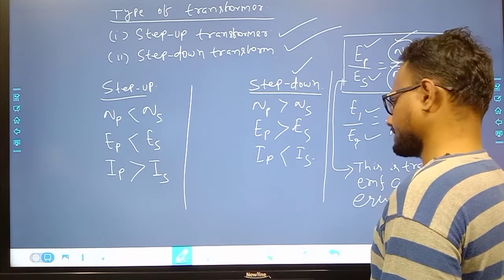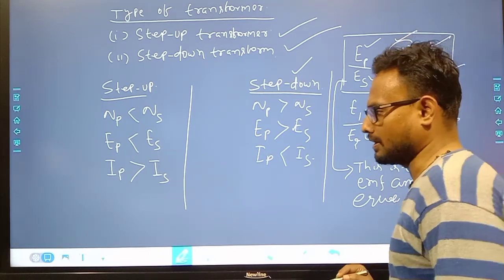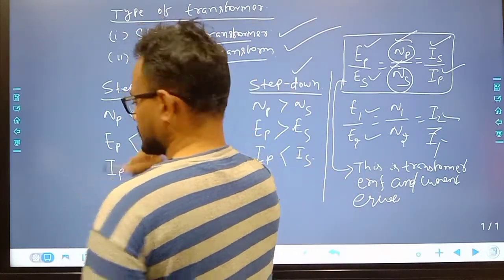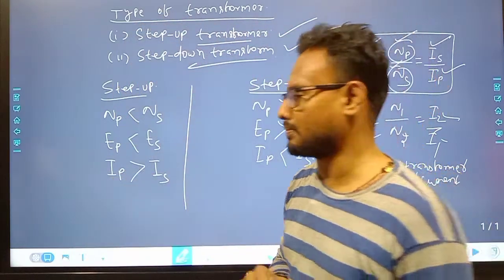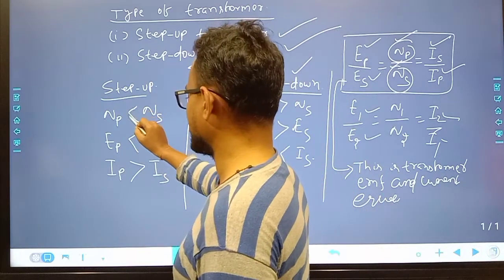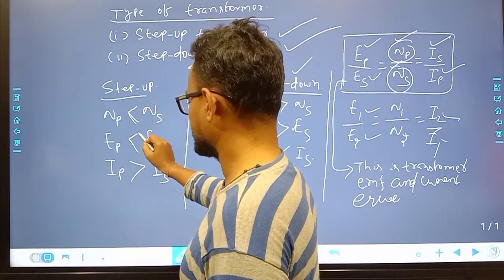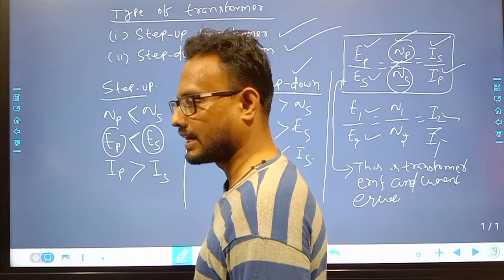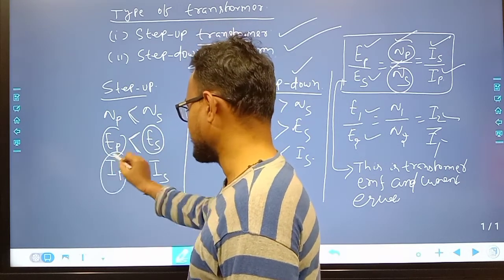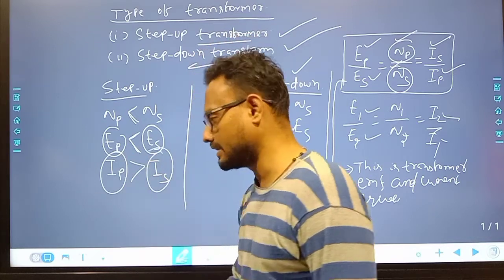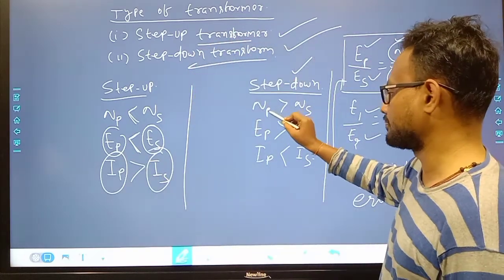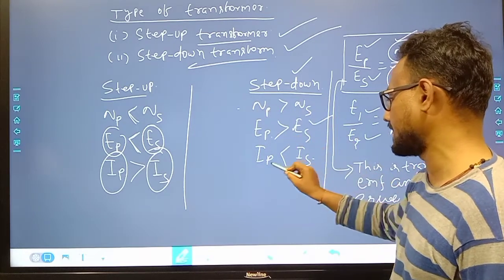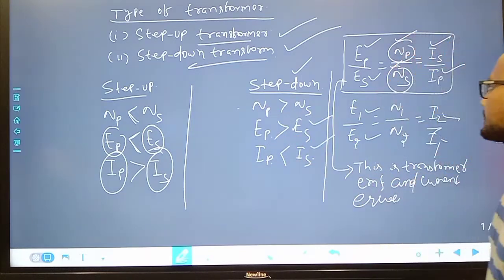Okay. So there are two types of transformer. One is step-up transformer. Second is step-down transformer. So what is the condition for a step-up transformer? The number of primary coil turns is less than the number of secondary coil turns. So EMF induced in the primary coil is less than EMF induced in the secondary coil, but current in the primary coil is greater than the current in the secondary coil. So step-down transformer is the reverse: NP greater than NS, EP greater than ES, IP less than IS. So this is the equation.